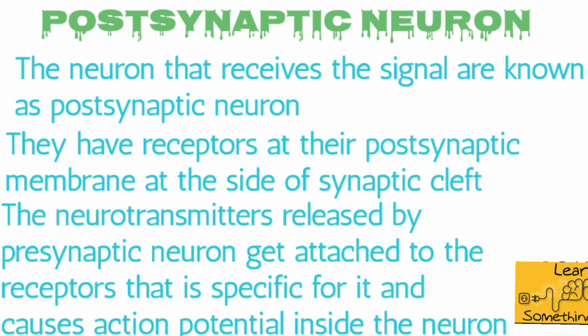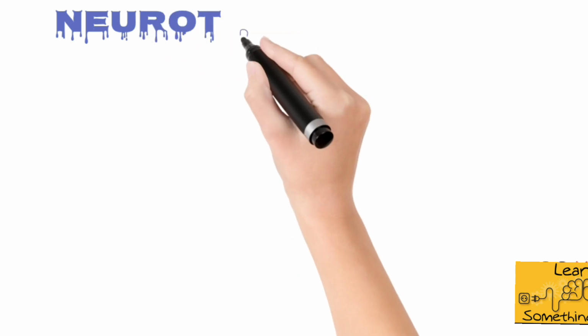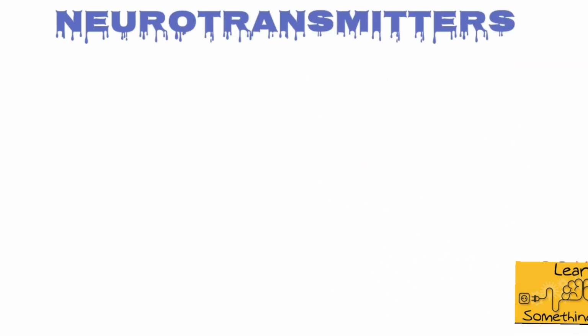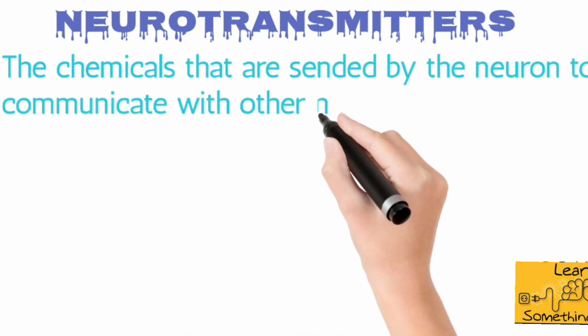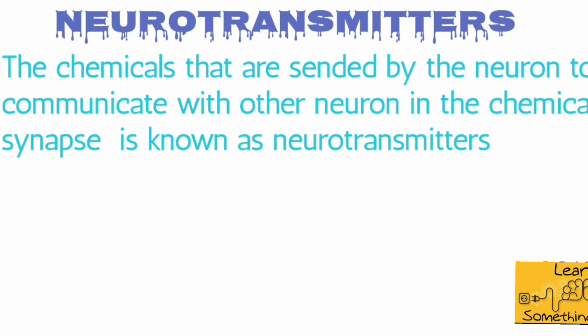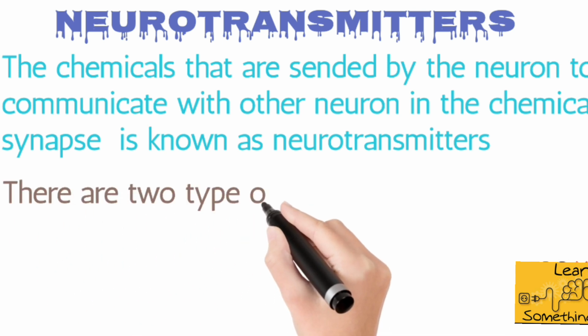If the synapse is formed between a neuron and a gland, then the function of the postsynaptic neuron is performed by the gland. So with this, we have come to an end of synaptic transmission. But before ending this video, I would like to tell you all a little about neurotransmitters. You can say that neurotransmitters are a kind of signaling molecule sent by a neuron to communicate with another neuron. Neurotransmitters are also of two types.